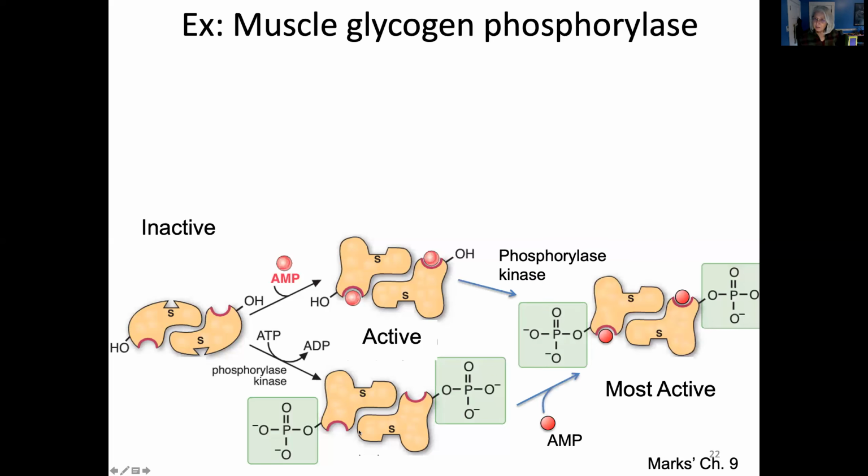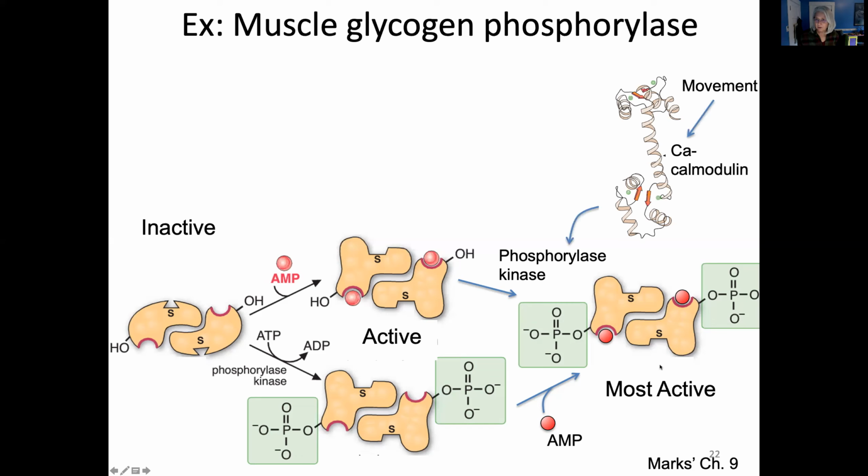And actually, the most active form is when there is both activation of phosphorylase kinase and lots of AMP in the muscle cell. This form is the most active form and very rapidly releases phosphorylated glucose from glycogen, right?